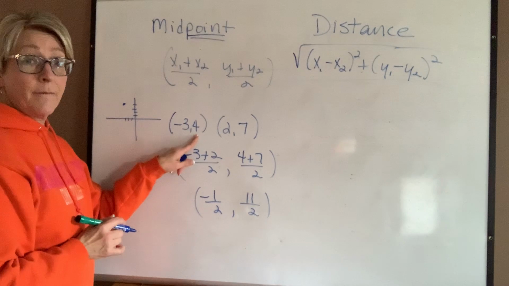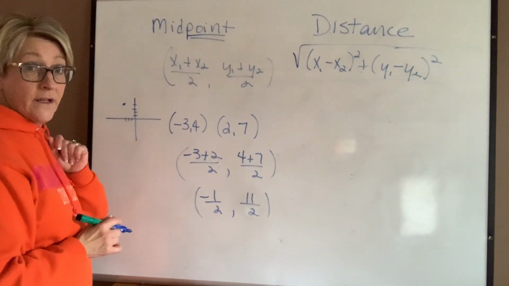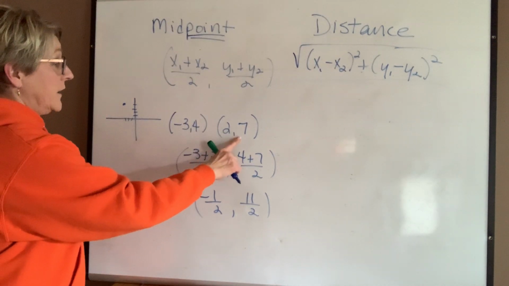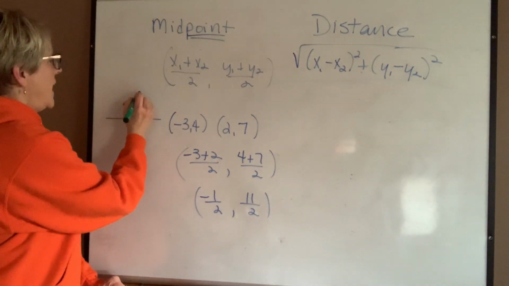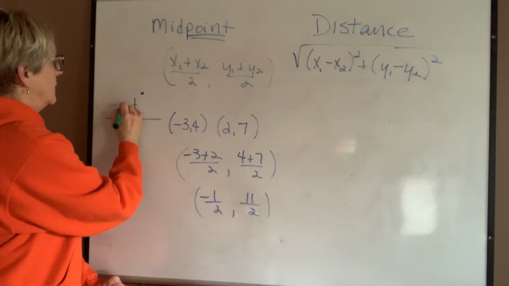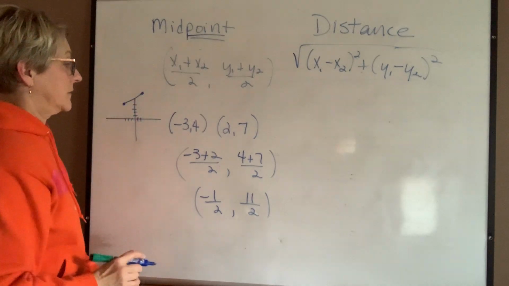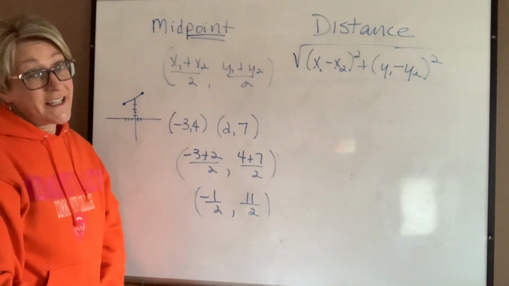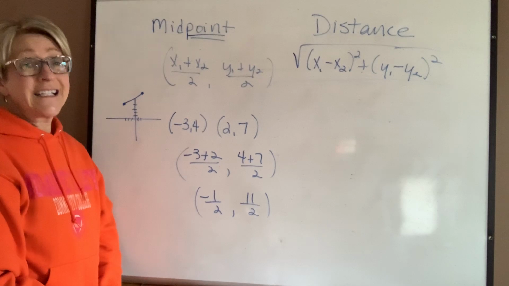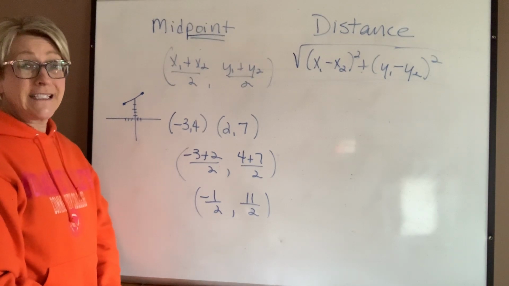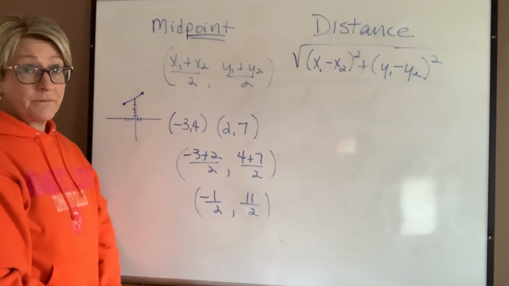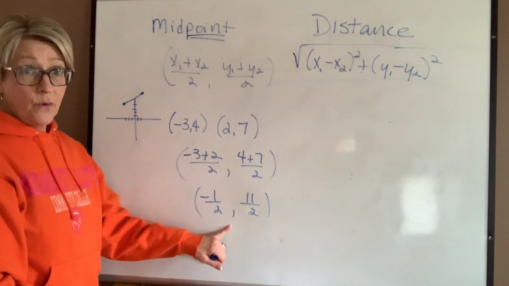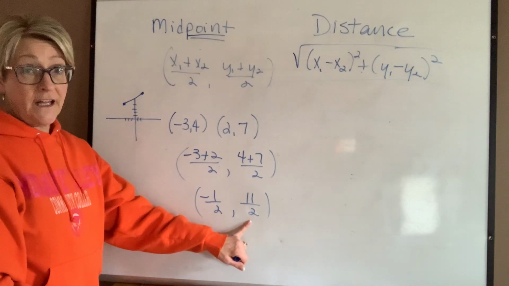Remember, left 3, up 4, so we're in the second quadrant. And where is 2, 7? That's in the first quadrant. Over 2, up 7. So here's a rough sketch. It's not great, it's not exact, but it's going to give me a rough idea if my answer is correct. Okay, so let's find the point -1/2, 11/2.